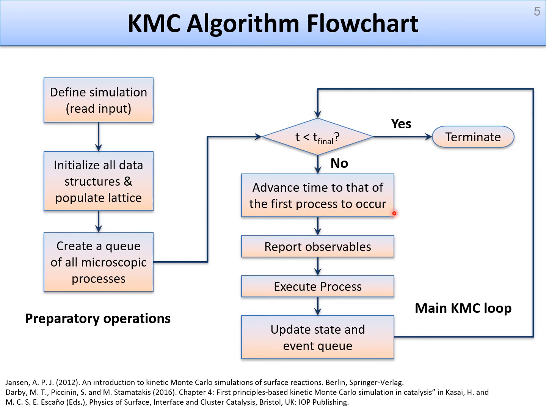So we find the first process to occur and we advance the time to that of the first process. We report the observables, execute the process, do the updates, etc., and so on and so forth. So this is how the Kinetic Monte Carlo algorithm operates conceptually.